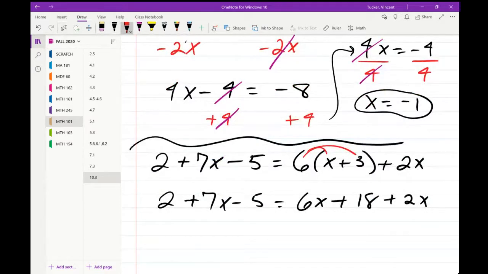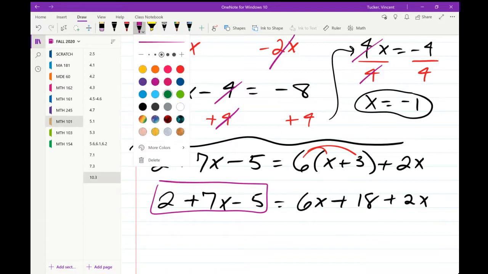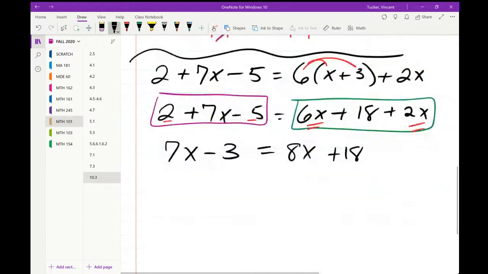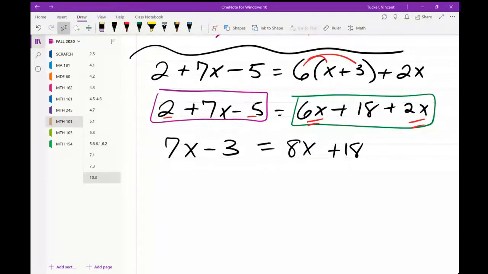Now we have terms that we can combine on both sides of our equation. So simplify this side as much as possible. Simplify this side as much as possible before you move terms across your equal sign. So on the left side, we have 2 and negative 5. So that would be 7x minus 3. On the right side, we have 6x and 2x. That'd be 8x plus 18. Make sure we're okay before I go any further.